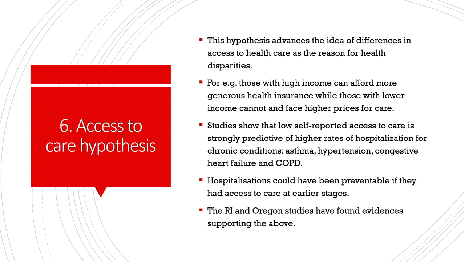There is a sixth hypothesis that is discussed in the context of health economics, and this is referred to as the access to care hypothesis. This hypothesis advances the idea of differences in access to health care as the reason for health disparities. Now, you would see that this also has some similarity with the other hypotheses that we have studied, for example, the efficient producer hypothesis, where somebody who is better educated, or even the direct income hypothesis, where somebody who has more income will usually always have better access to health care.